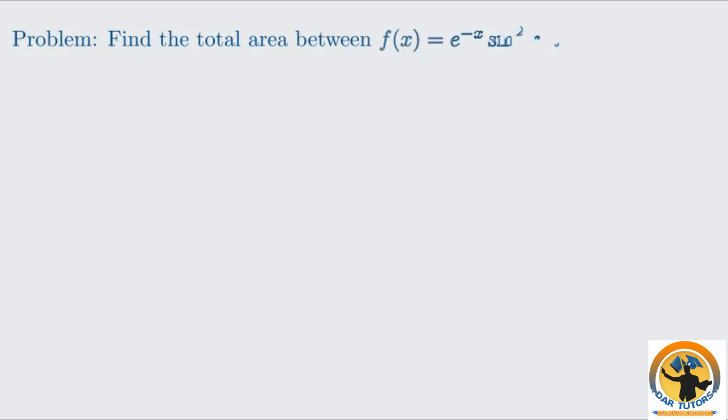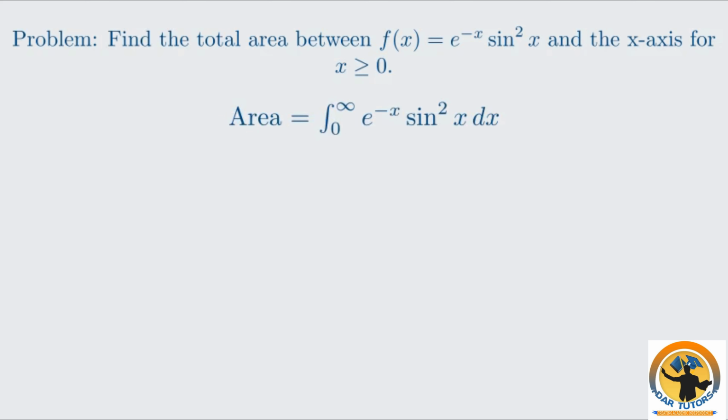The function e to the negative x is always positive, and sine squared x is also always positive. Therefore, the function f of x is always positive, and the area is simply the improper integral from 0 to infinity. Our goal is to evaluate this integral.